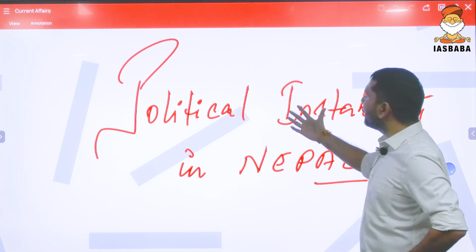So today we are going to analyze this topic in full detail. Before we proceed further, I'll tell you what is waiting for us in this session. Political instability in Nepal is the topic, and we will be analyzing it from different dimensions. As per standard operating procedure, there are a total of 6 dimensions that we need to work upon for a complete analysis of a topic.